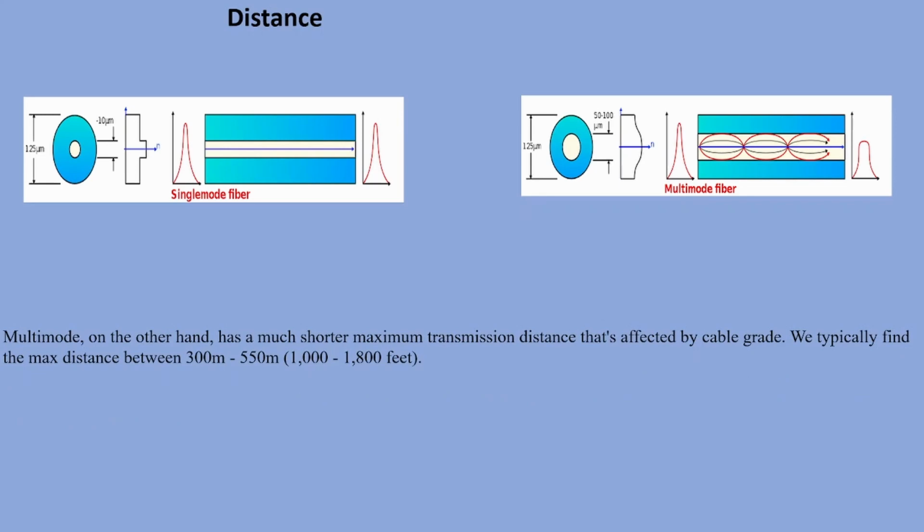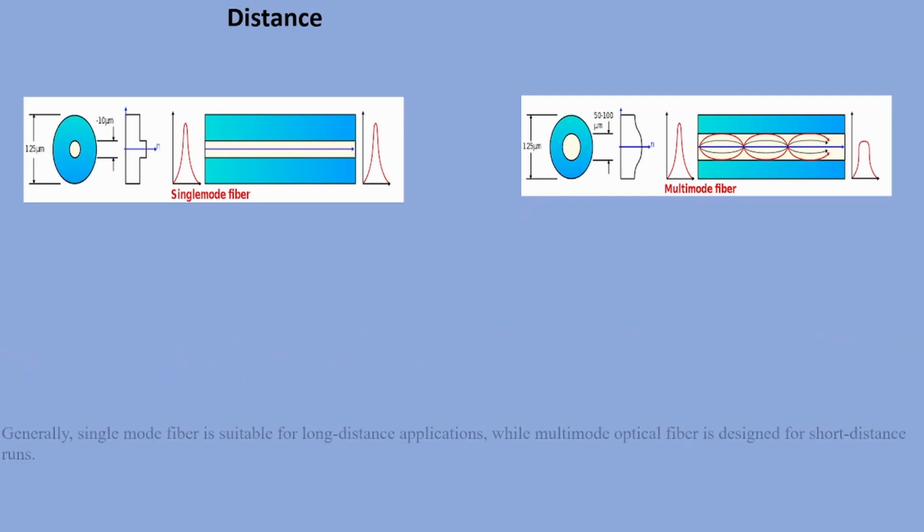Multimode, on the other hand, has a much shorter maximum transmission distance that's affected by cable grade. We typically find the maximum distance between 300 meters to 550 meters. Generally, single mode fiber is suitable for long distance applications, while multimode optical fiber is designed for short distance runs.